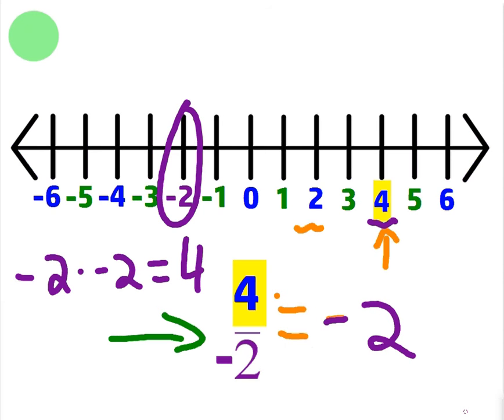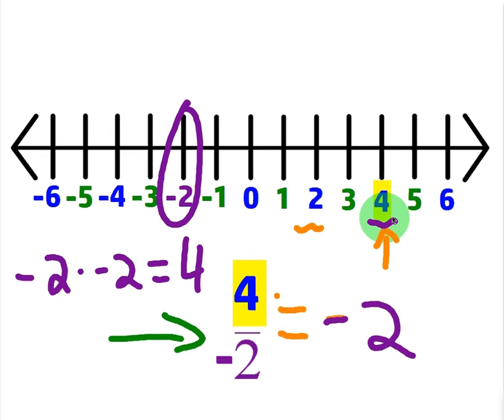So what's the difference between taking a negative over a positive and doing a positive over a negative? What do you guys think? No difference really, but in terms of the number line, let's take a look. So we're talking about 4 divided by negative 2.